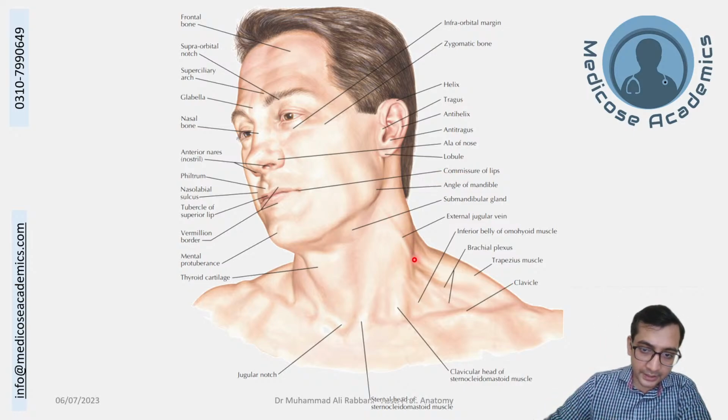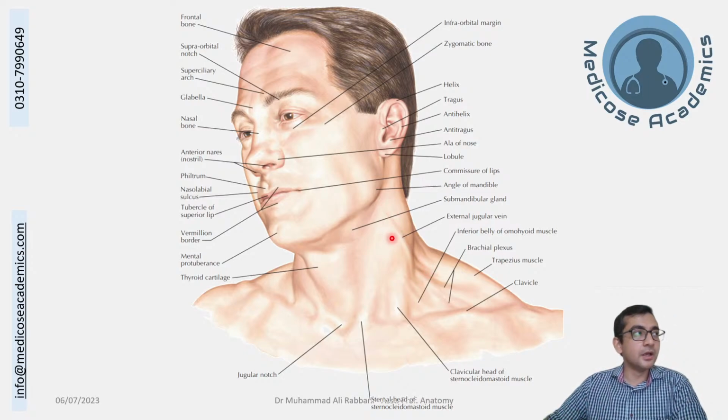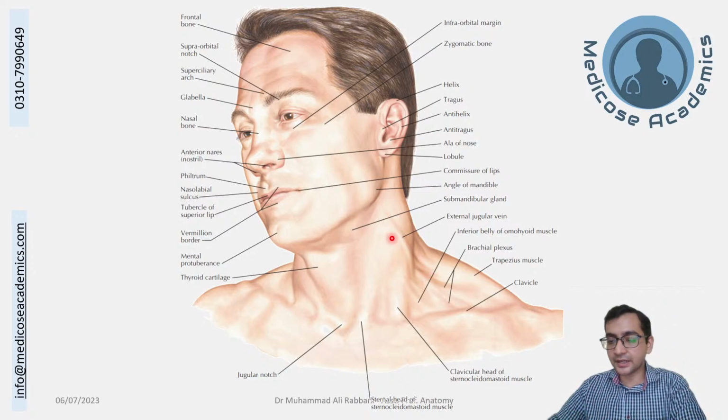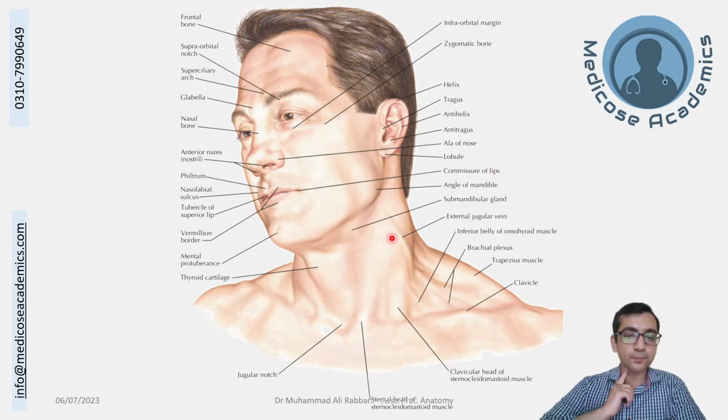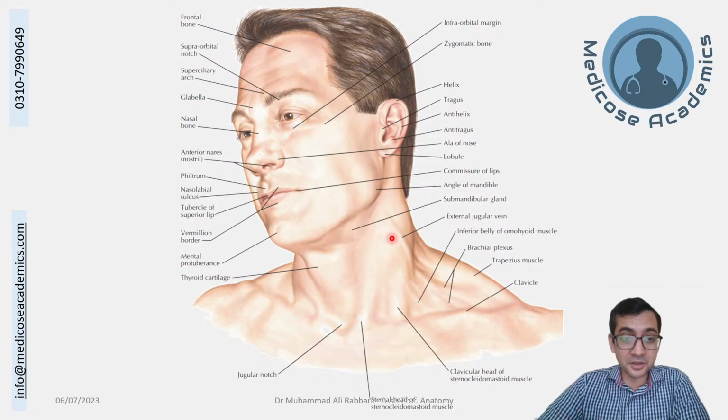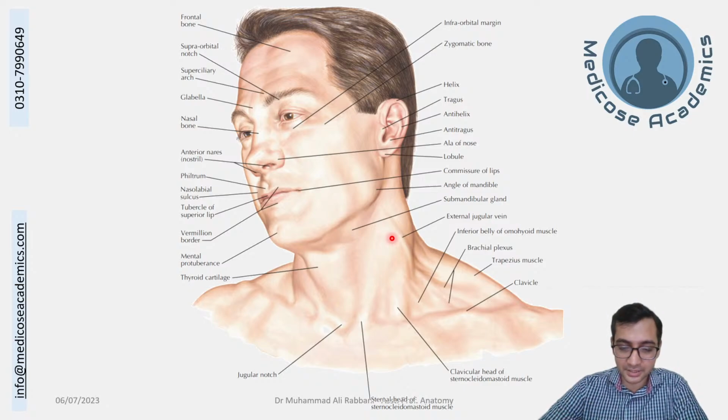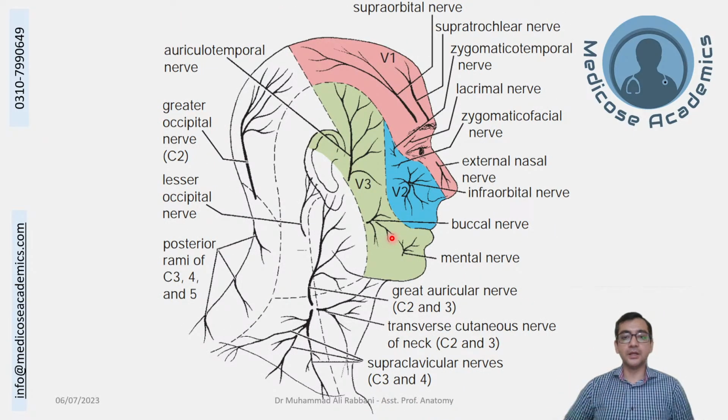And superficially here, the external jugular vein passes. In fair-skinned and thin people, this vein is prominent, especially when doing some strenuous work, and when someone is angry the veins get swollen up. So the external jugular vein can be seen crossing the sternocleidomastoid.